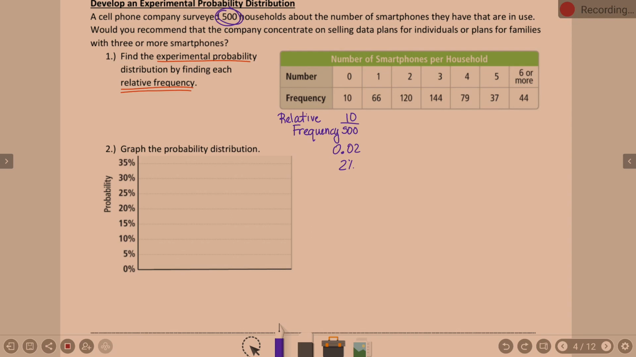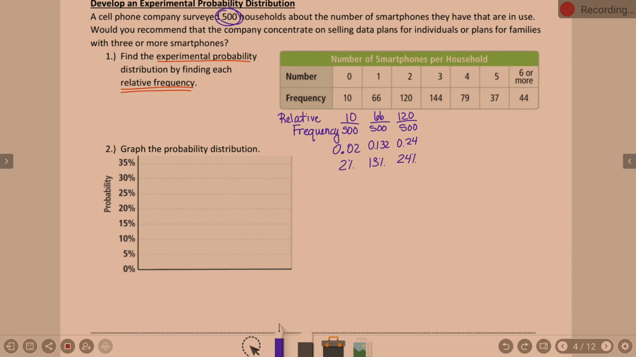1 smartphone happened in how many households? 66 out of how many? 500. 66 divided by 500 is... I have them each listed as 3 decimal places, but when I turn them to a percent, I have them as whole percents. So 0.132, move your decimal to the right, 13.2%, or what I'm going to write is 13%. 2 smartphones, 120 times out of 500. Divide it, 0.24, 24%.